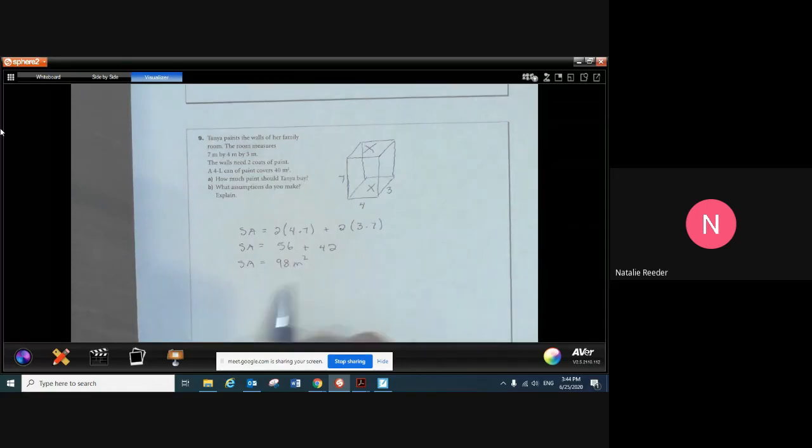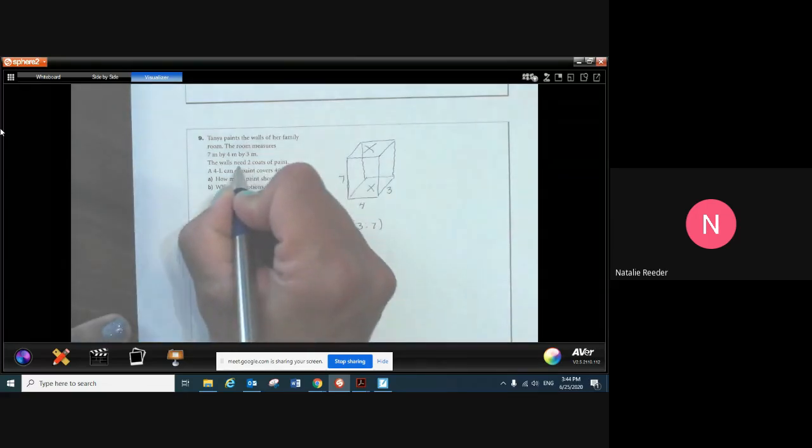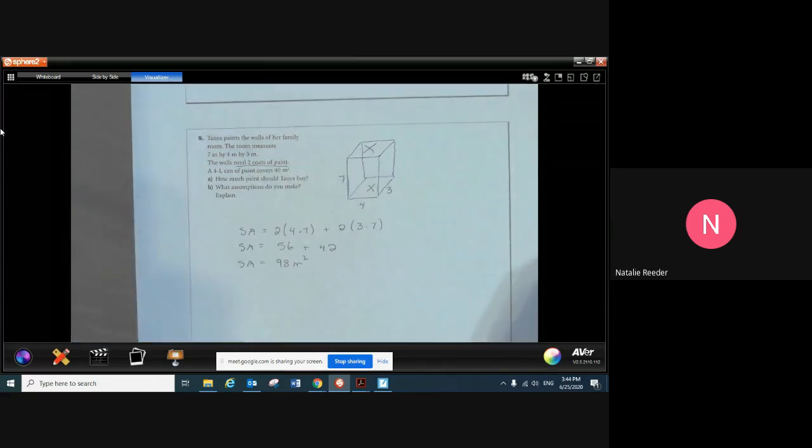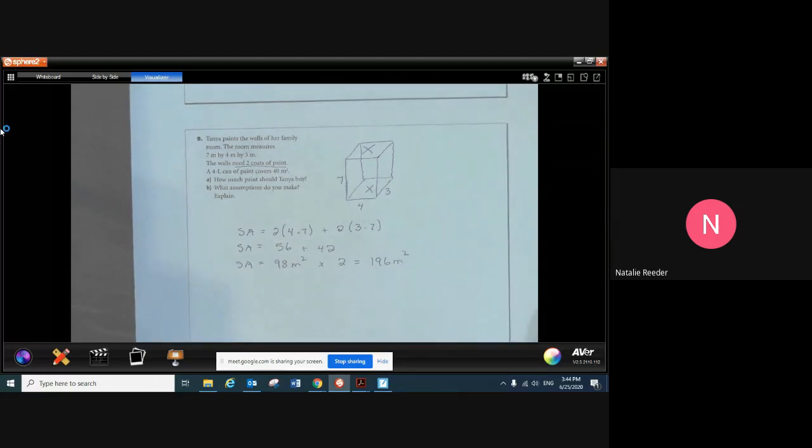Now this is telling me that if I'm going to paint those 4 walls, I'm going to paint 98 meters squared. But you gotta be careful here. The question says that we need 2 coats of paint. That means I'm going to paint it twice. So if I times this by 2, I'm actually covering 196 meters squared with paint. So I need to buy enough paint to paint 196 meters squared.